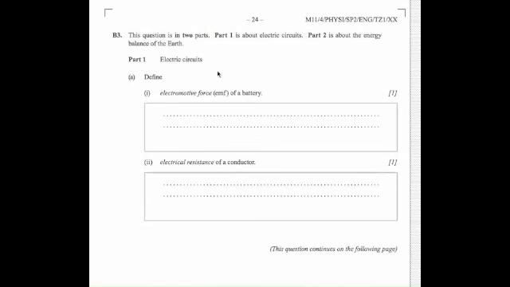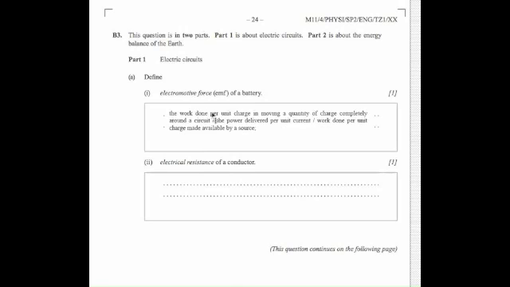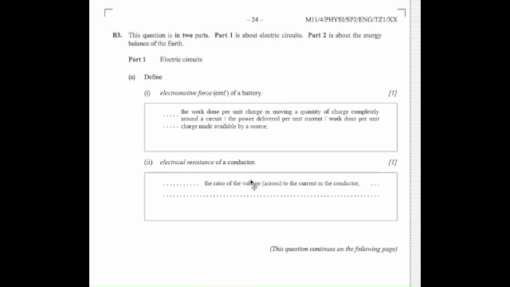Okay, electric circuits, the EMF of a battery. Well, the mark scheme answer is this: it's the work done per unit charge, moving a charge completely around the circuit. And what's electrical resistance? Well, electrical resistance is V over I, but we need to state that in words. That's the ratio of the voltage to the current in the conductor.